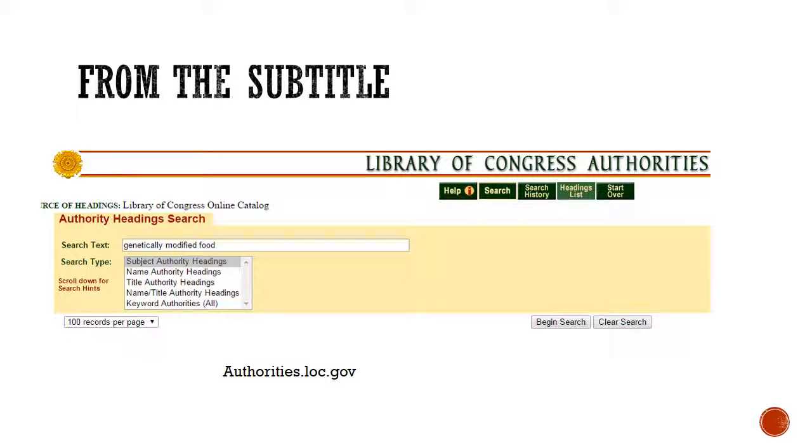But we're also going to get information from the subtitle. Like I said, the subtitle includes the phrase genetically modified food. So let's put that in. This is authorities.loc.gov. I'm typing in the search text, genetically modified food. I'm saying my search type is subject authority headings, and I'm beginning the search.